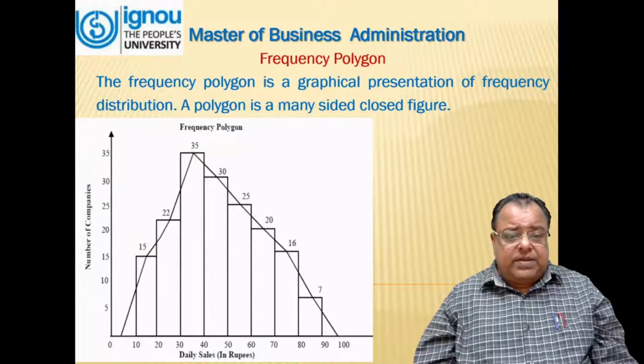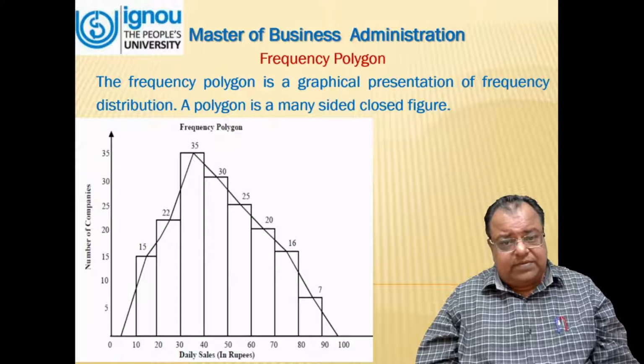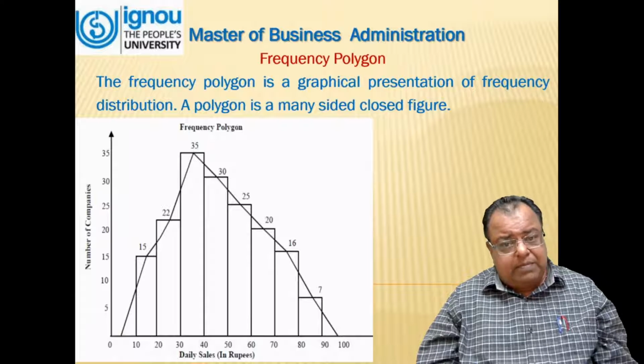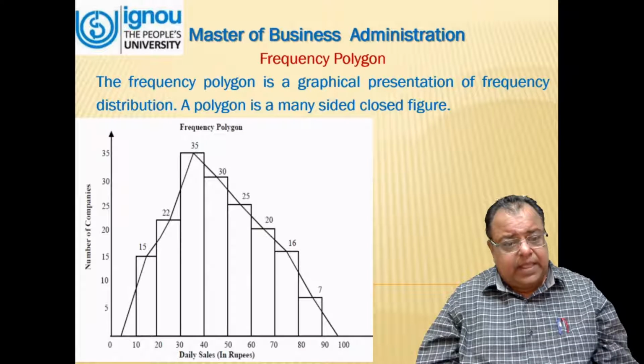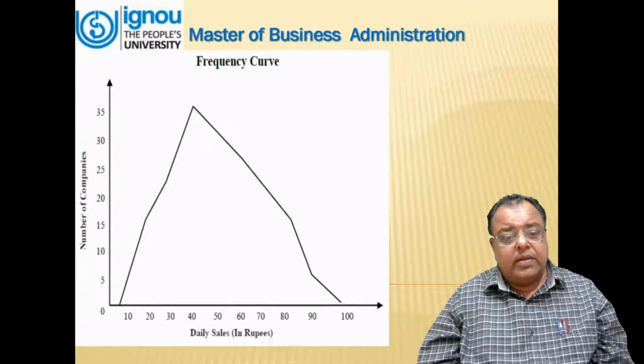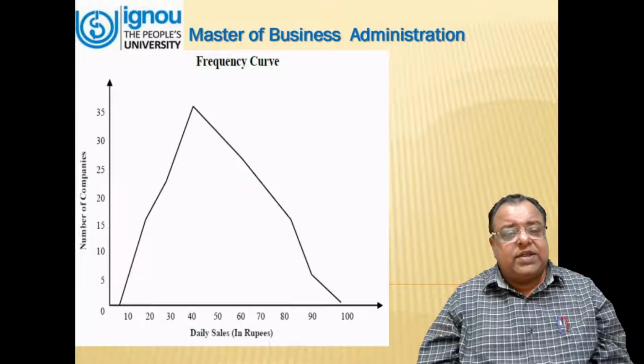Next one is frequency polygon. It is a graphical representation of frequency distribution. It is a many-sided closed figure. Here what is done is the center points of the histogram are joined together by straight lines. And when the histogram is removed, we see this frequency curve.